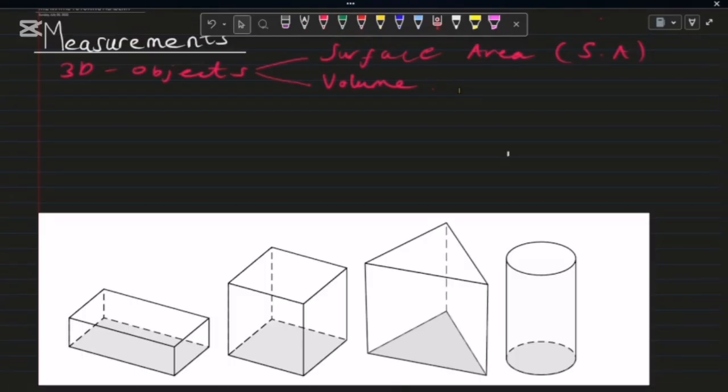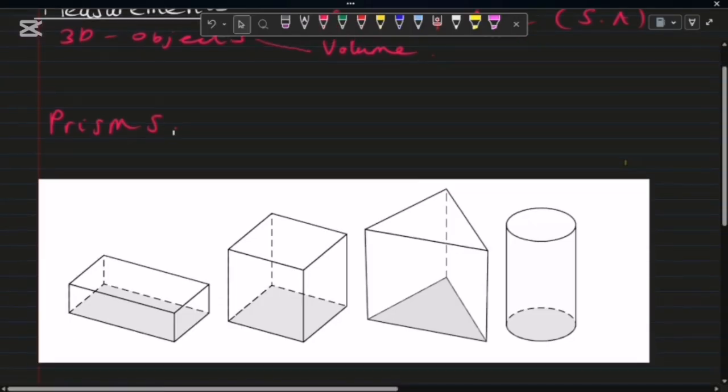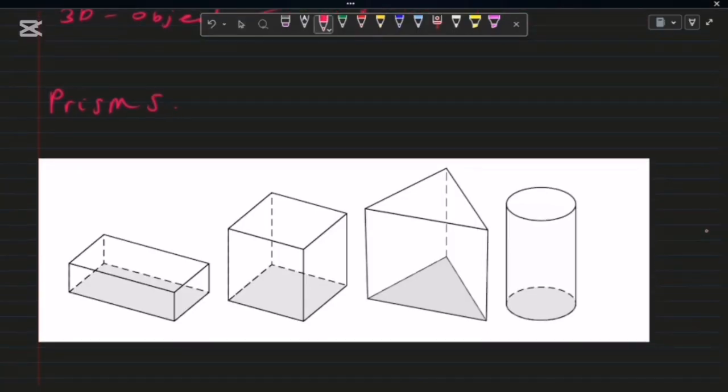Now, the three-dimensional objects that we are going to be looking at are grouped or classified into two parts. There is what we call prisms, and then there is another one called pyramids. But for now, let's look at prisms. Now, what is a prism? A prism is shapes like this. Okay, so these are all prisms.